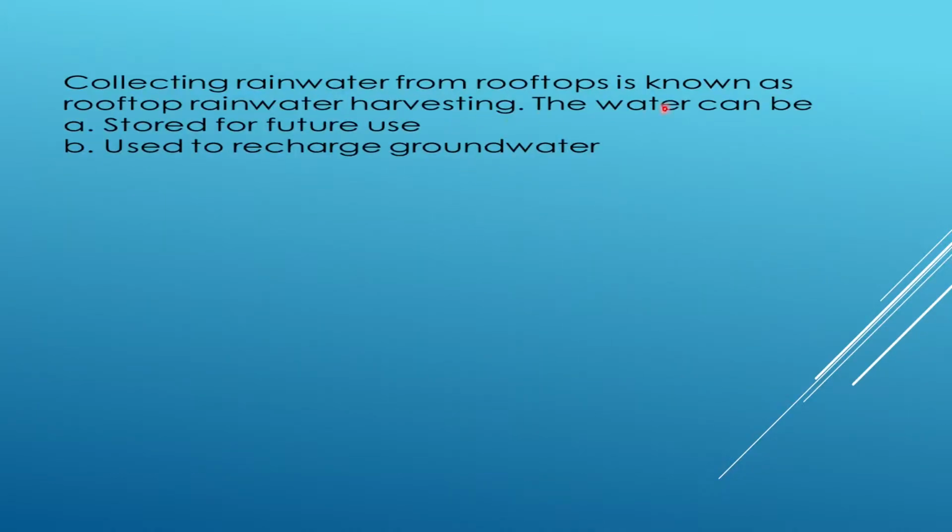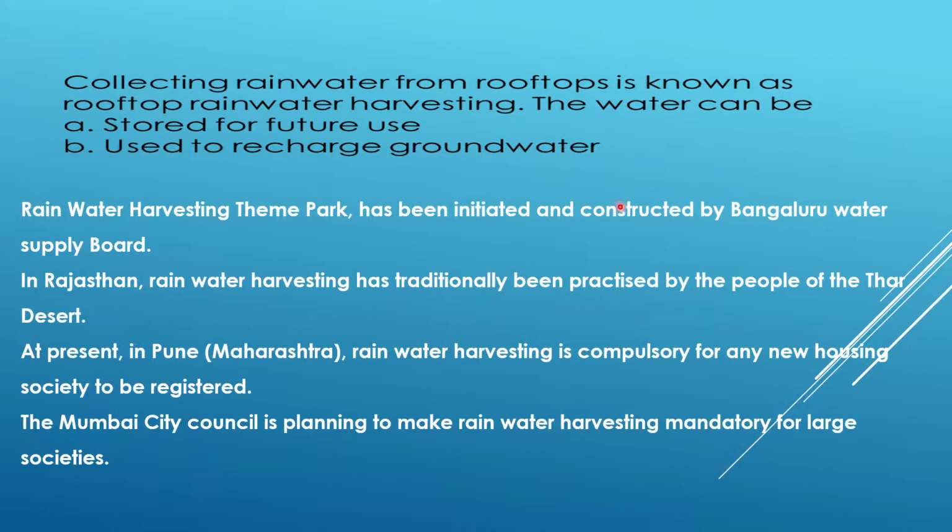Collecting rainwater from rooftops is known as roof water harvesting. The water can be stored for future use and used to recharge groundwater. A rainwater harvesting theme park in the urban areas has been initiated and constructed by the Bangalore Water Supply Board. In Rajasthan, rainwater harvesting has traditionally been practiced by the people of the Thar desert. At present in Pune, Maharashtra, rainwater harvesting is compulsory for any new housing society to be registered. Next, the Mumbai City Council is planning to make rainwater harvesting mandatory for large societies.